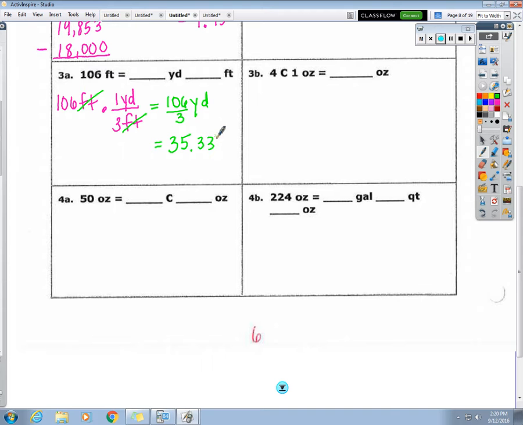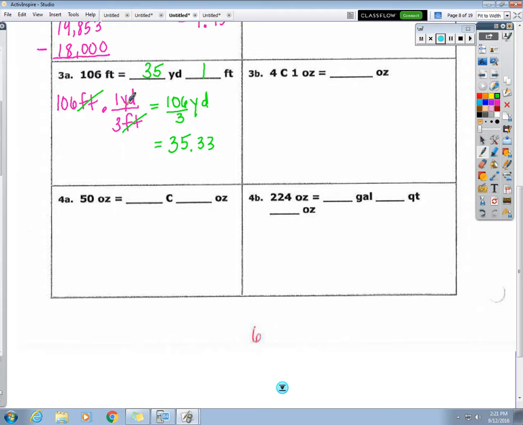35.333, whatever. So basically, that's 35 full yards and a third of a yard left over. Now, some of you will be able to just think, oh, a third of a yard is 1, because a third of 3 is 1. If you can't do it like that, do it like the other ones we've been doing.